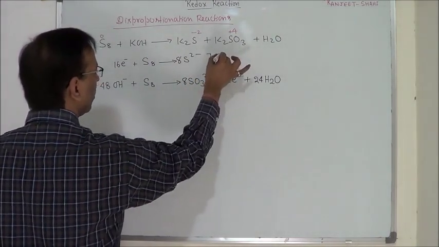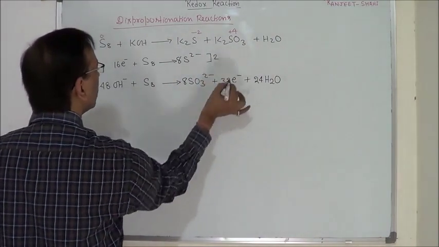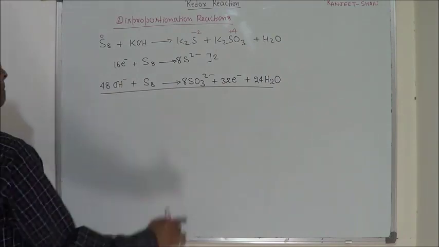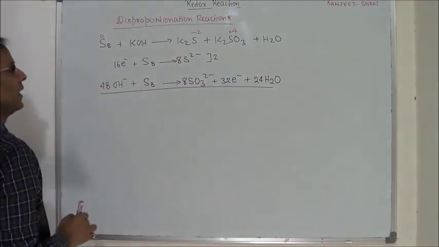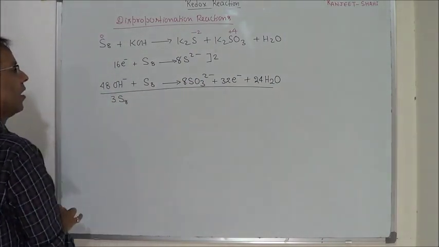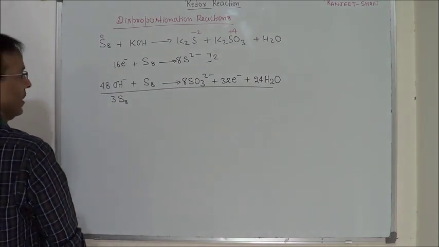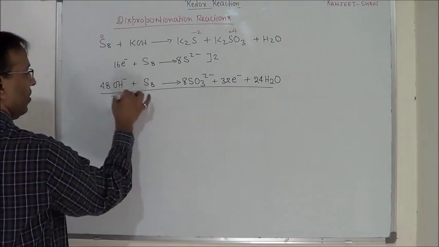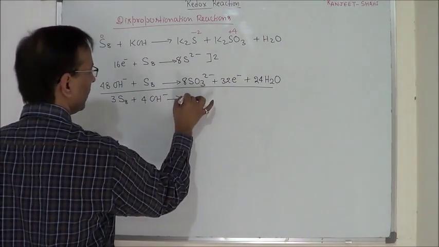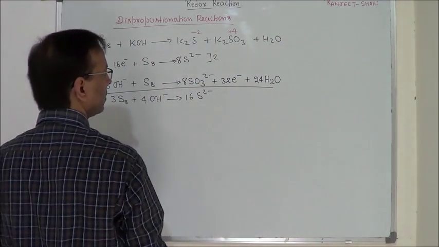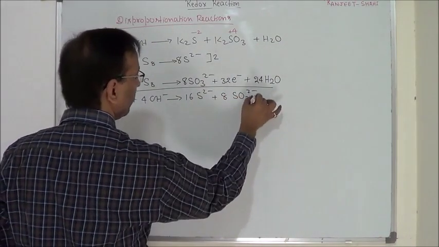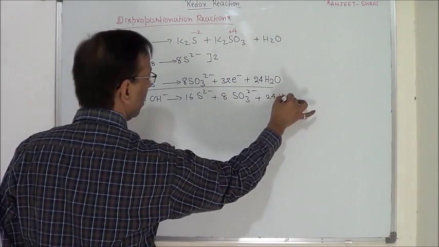Multiply it by 2, add them. 2 S8 plus S8, 3 S8, plus 48 OH minus gives 16 S2 minus plus 8 SO3 2 minus plus 24 H2O.